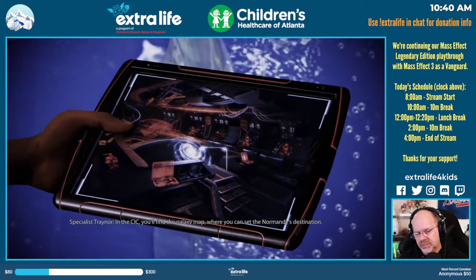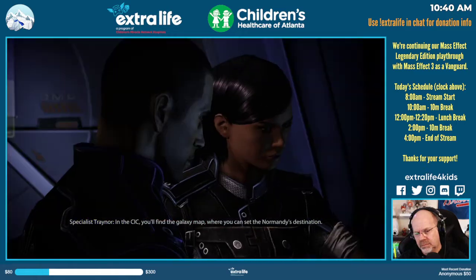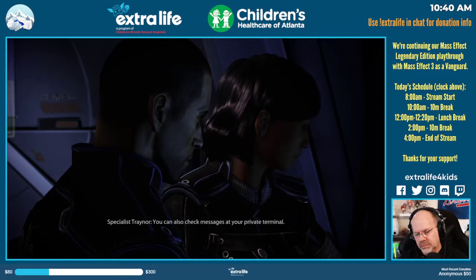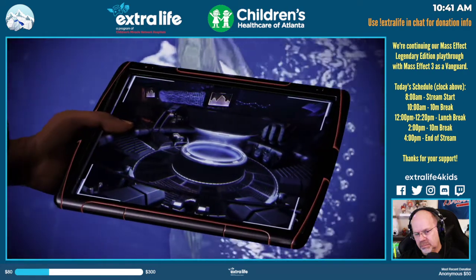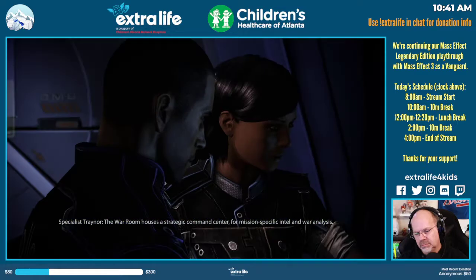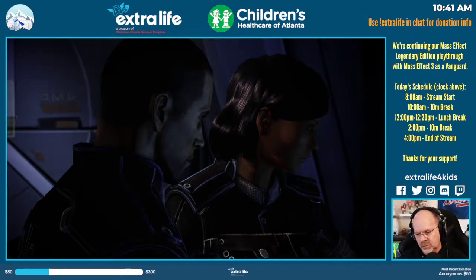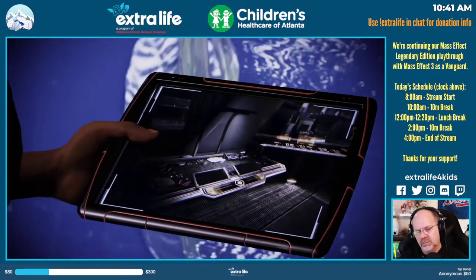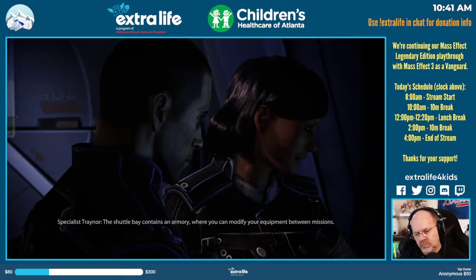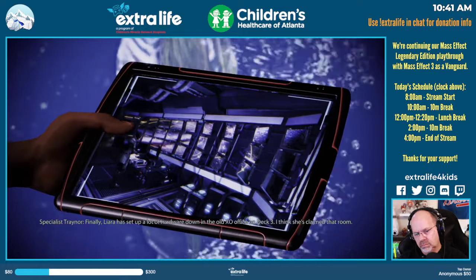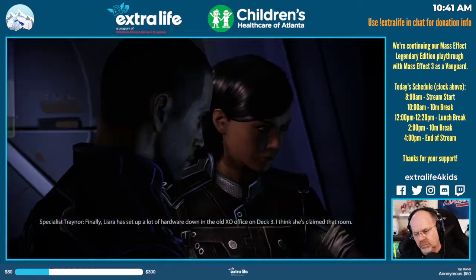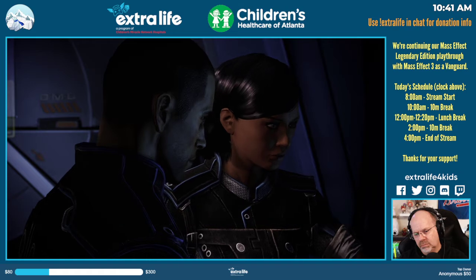In the CIC, you'll find the galaxy map where you can set the Normandy's destination. You can also check your messages at your private terminal. The War Room houses a strategic command center for mission-specific intel and war analysis. The shuttle bay contains an armory where you can modify your equipment between missions. Finally, Liara has set up a lot of hardware down in the old XO office on Deck 3. I think she's claimed that room.